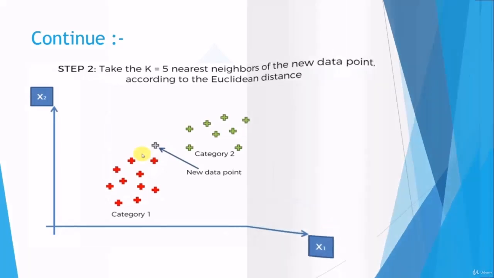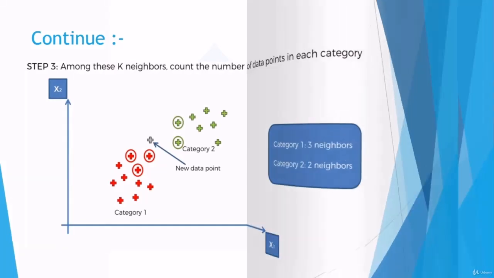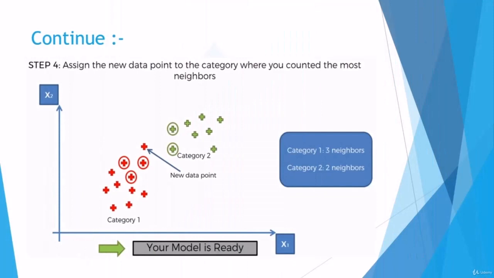The 5 points closer to this new data point by Euclidean distance are its 5 neighbors. Now in step 3, among these k neighbors, count the number of data points in each category. These are the 5 neighbors nearest to the new data point, and now we count the neighbors in each category. The category which has more neighbors is the one the new data point will belong to. Category 1 has 3 neighbors and category 2 has 2 neighbors, so obviously the new data point belongs to category 1. This is our step 4, and the KNN model is ready. So this is the basic concept of the KNN algorithm.